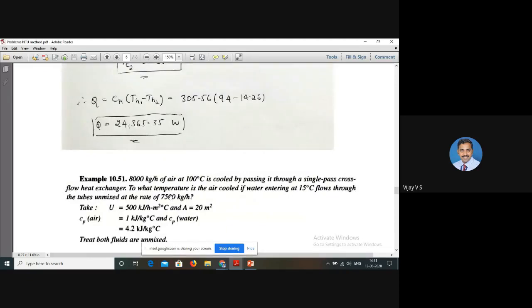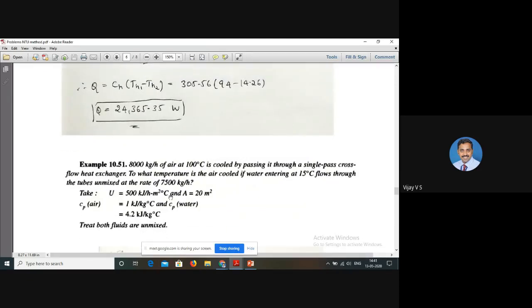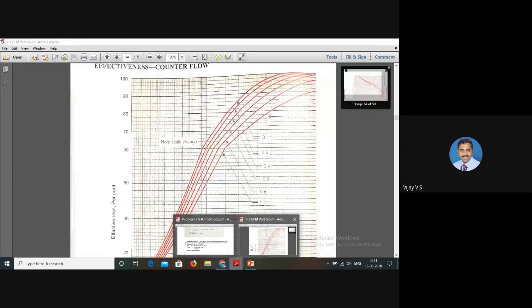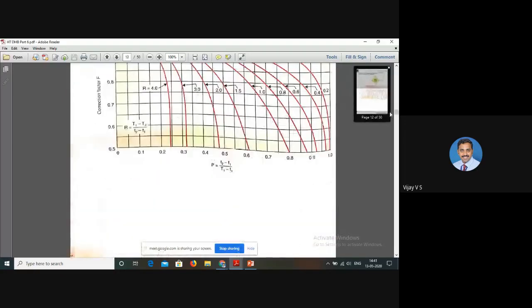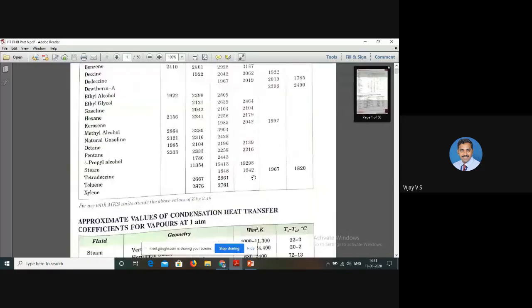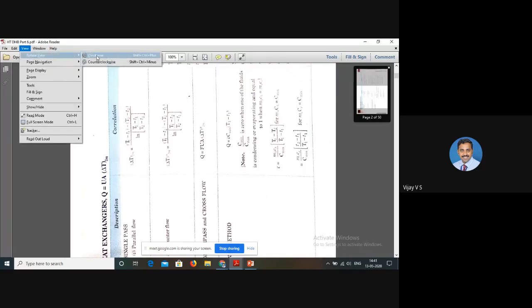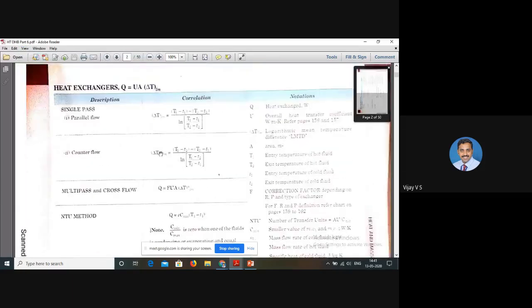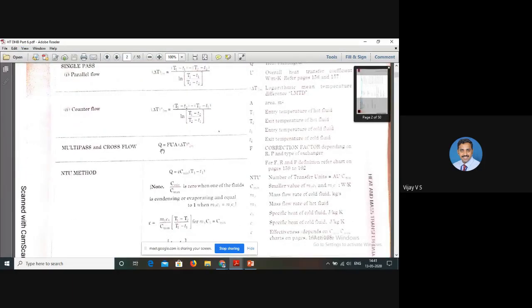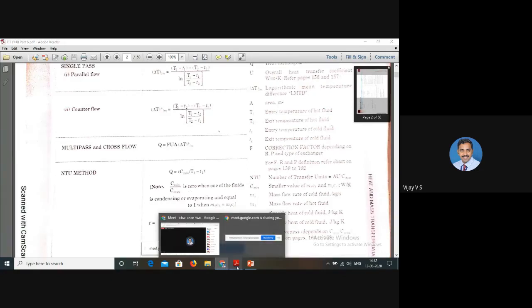So this is from the textbook, Rajput textbook. This is for a cross flow. Now remember one thing: for counter flow and parallel flow, the heat transfer rate is given by this equation, the first formula, UA LMTD. But when you have shell and tube and cross flow, the heat transfer rate should be based on a correction factor, that is F. So you should not forget to multiply this by F. Therefore, that's why I have taken this problem.